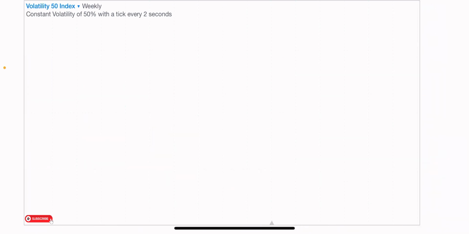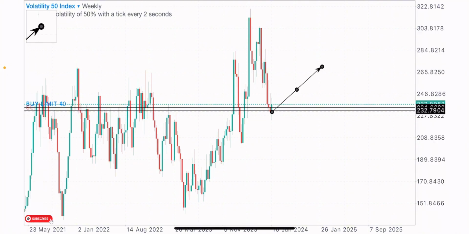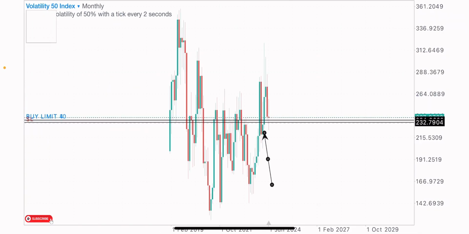All right, so coming to the weekly time frame, because you guys know that whenever I want to analyze the market, whenever I want to look at future opportunities, I start from a high time frame. And this high time frame can be the weekly time frame, it can be the daily time frame, and it can be the monthly time frame. So I think we should analyze something from the monthly time frame.